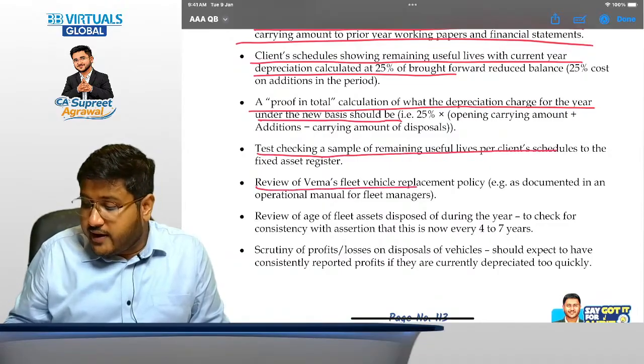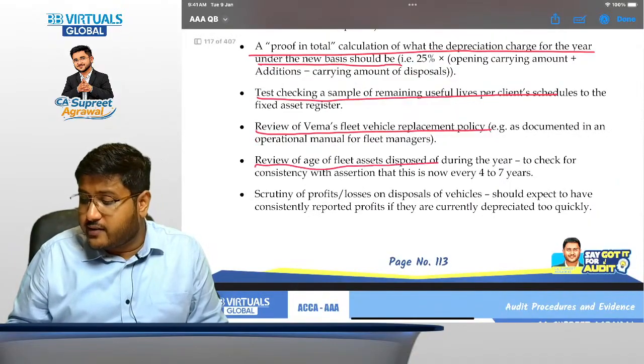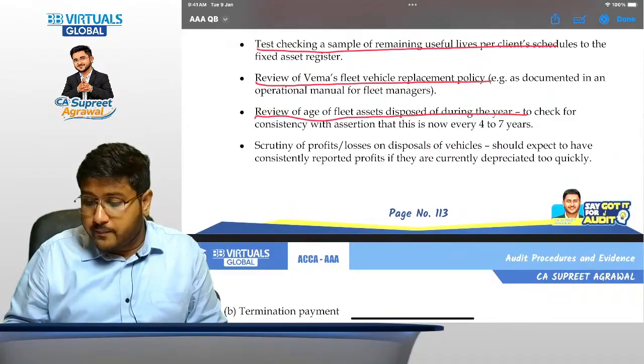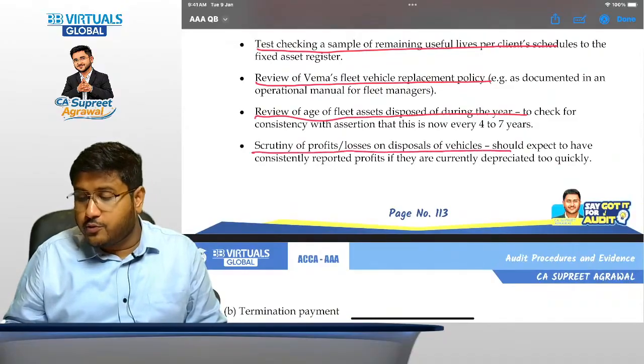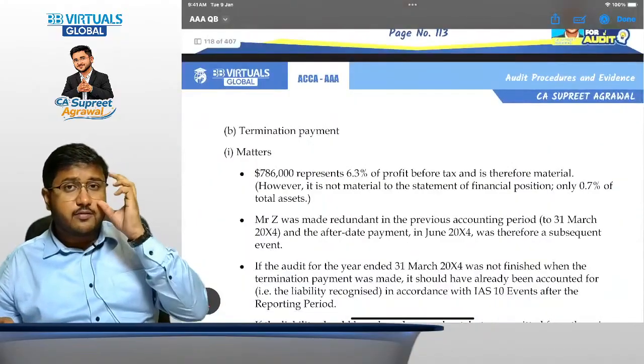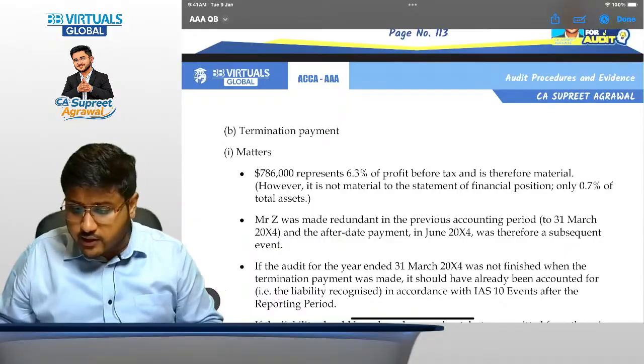Review of VMA's fleet replacement policy, whether it has actually been changed or not. Review of the age of fleet assets disposed during the year, whether it has followed the policy or not. Then scrutiny of profits or losses on disposal of vehicles, whether there are huge profits or huge losses or not. That will give us the data about whether this change in method was actually required or not.